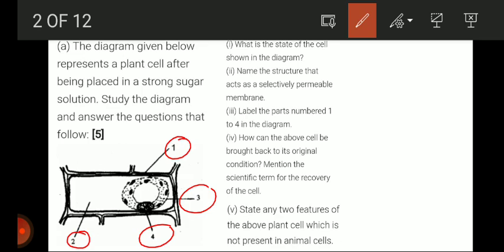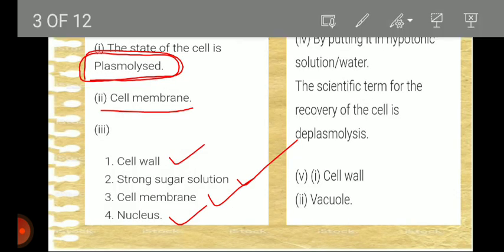Now come to the fourth question. How can the above cell be brought back to its original condition? And you have to mention the scientific term for the recovery of the cell. Now in the question it has been said that the plant cell is placed in a strong sugar solution. Now the state of the cell, you know, is plasmolysed. So how can it be brought back to the original condition of the cell? And you have to mention the scientific term for the recovery of the cell.